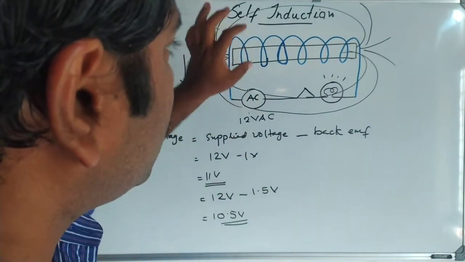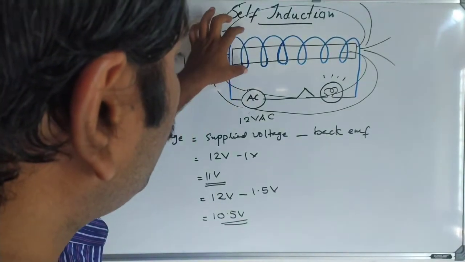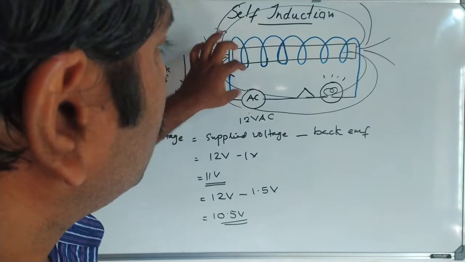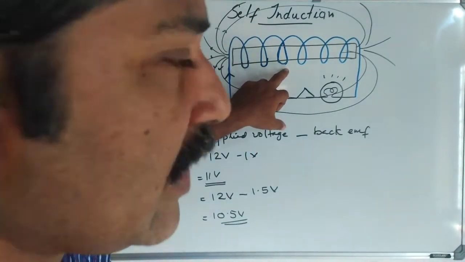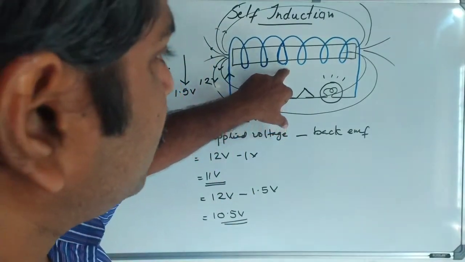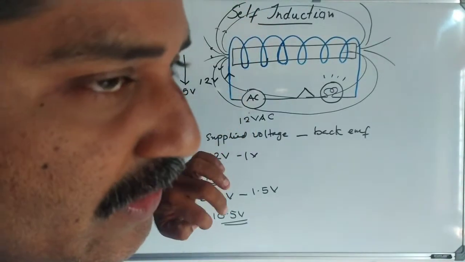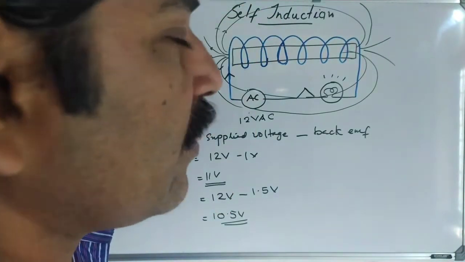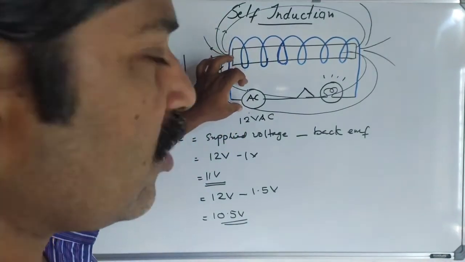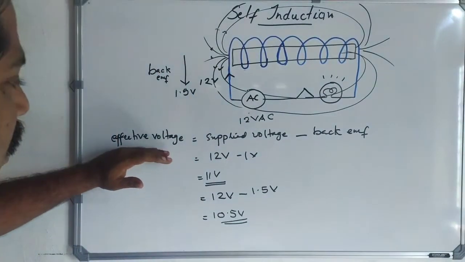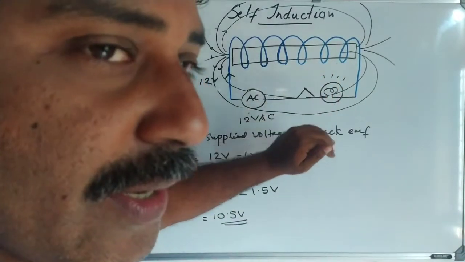Now in AC, what is self-induction, and what happens because of it? When we provide a solenoid in an AC circuit, due to the changing magnetic flux, an EMF will be induced inside the solenoid. And this EMF will flow in the opposite direction of supplied voltage. So we call that EMF as back EMF. When a back EMF is produced in an AC circuit, what will happen? The effective voltage will decrease. Then the intensity of bulb will decrease.